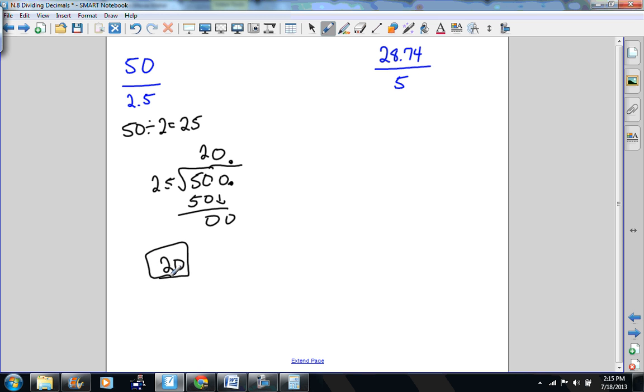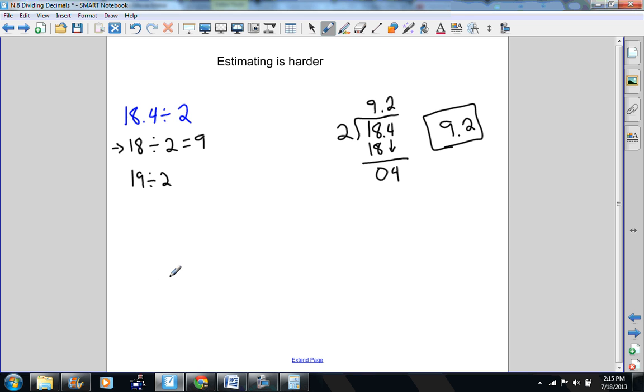So there are two types of problems we've got to look at. If we have a problem like the first one, where there is no decimal here, we just take the decimal and we move it up.